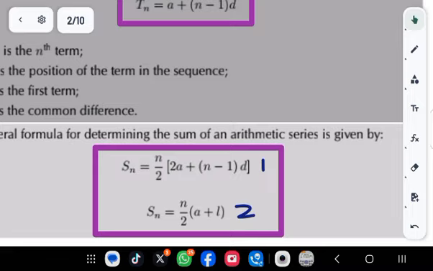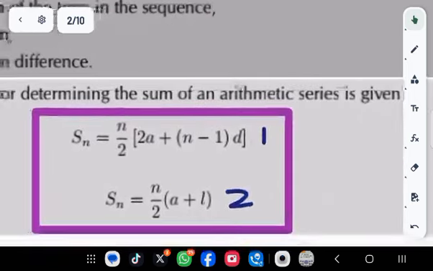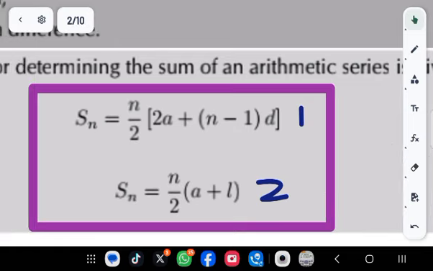Now, the general formula for determining the sum of the first n terms of an arithmetic sequence or series depends on whether you know the last term or if you do not. If you know the last term of that sequence or series, you use the second formula, which goes n over 2 times (a plus l), where l is the last term, a is the first term, and n is the number of terms.